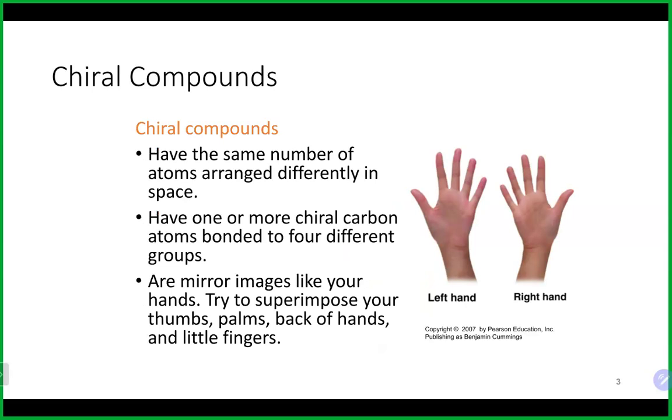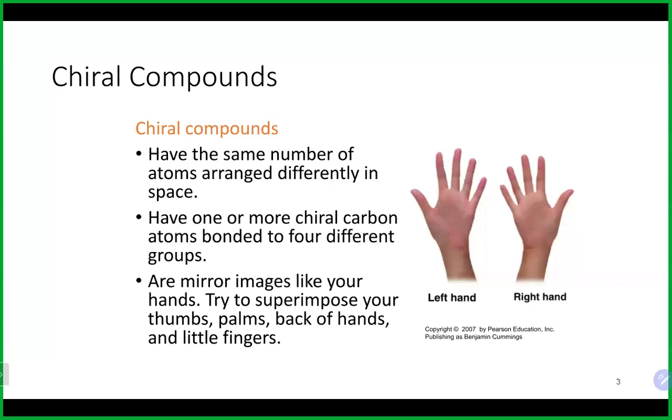Usually they will have one or more, especially with carbohydrates, one or more of what is sometimes referred to as a chiral carbon. And the way that you could recognize something as being a chiral carbon is that it typically will have four different groups attached. So when you look at that particular carbon, if it has four different things directly attached to that carbon, it would be considered a chiral carbon.